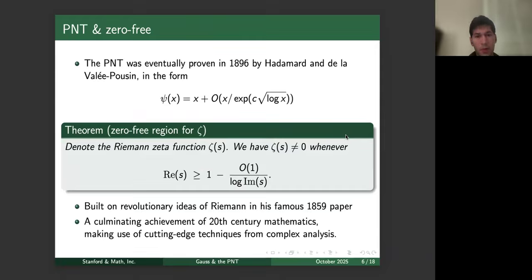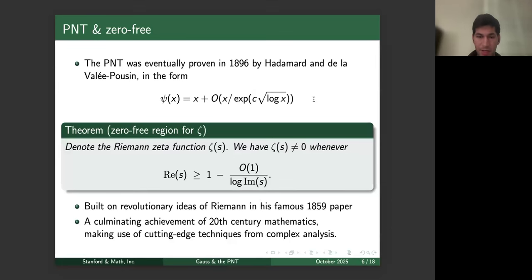The prime number theorem was originally a conjecture in the 1800s, but was eventually proven at the end of the century by Hadamard and de la Vallée Poussin, who proved a quantitative form of this statement. Specifically, they showed that psi of x behaves pretty much like x, but has an error term, a remainder term, which is a growing function that's smaller than x, where you're dividing by this maybe complicated looking function, the exponential of the square root of log x.